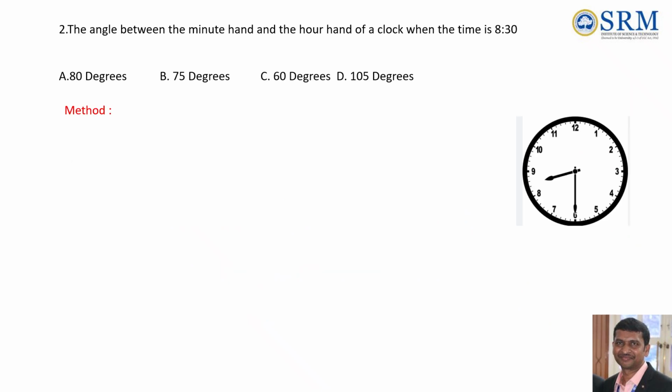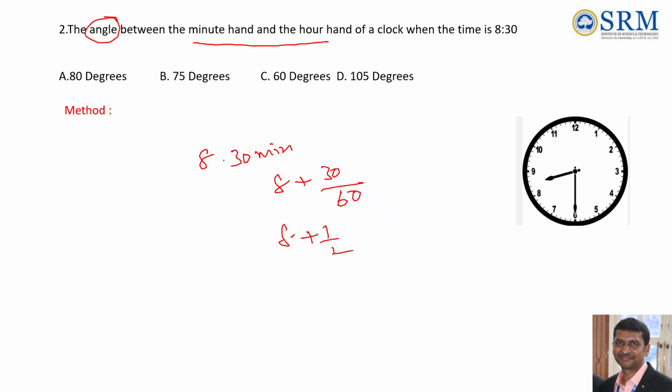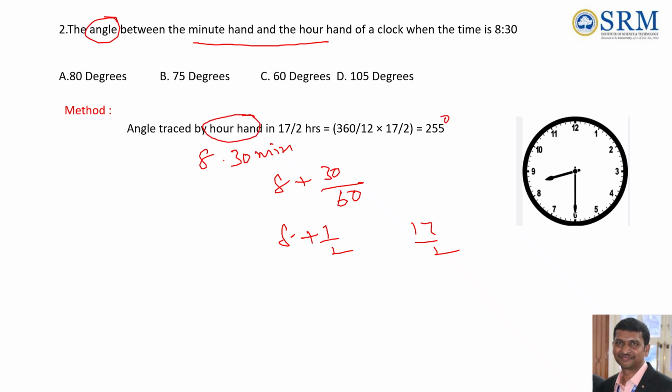Now one more problem we will see. We are going to find the angle between the hour hand and the minute hand. The time is 8 hours 30 minutes. So 30 minutes is nothing but 30 by 60, so 8 plus half, that is 17 by 2. You have to convert this: 17 by 2 times 360 by 12. The hour hand is converted into 255 degrees.